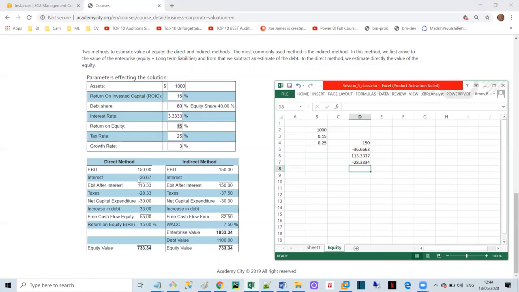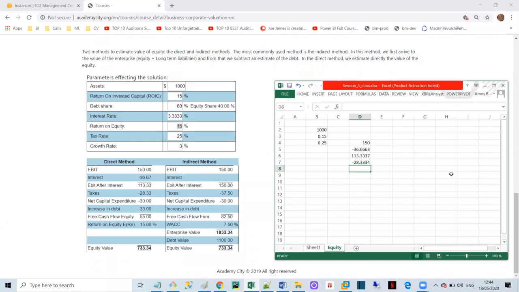And I subtract the interest, then I have EBIT after interest. I subtract the taxes. That's a more natural way for people used to the income statement, okay? And then I have to subtract the whole amount we invested in the company, and that's 30. Okay, so this 30 is exactly as we did here.